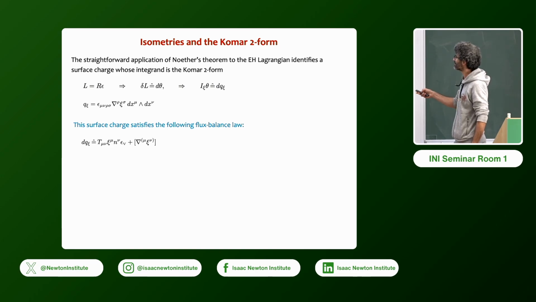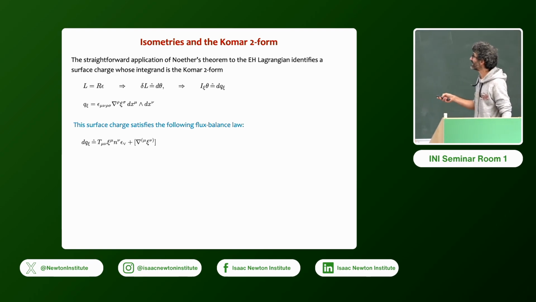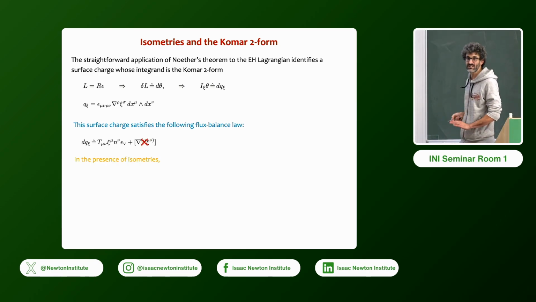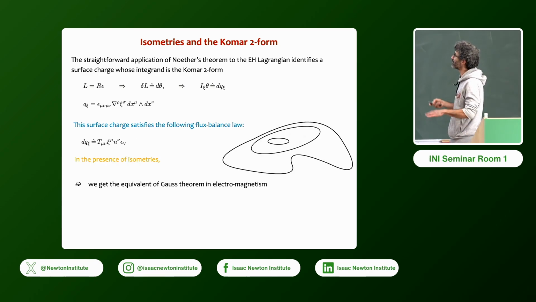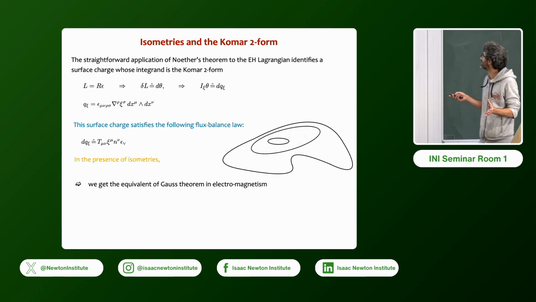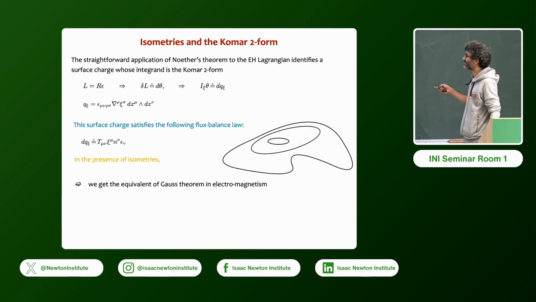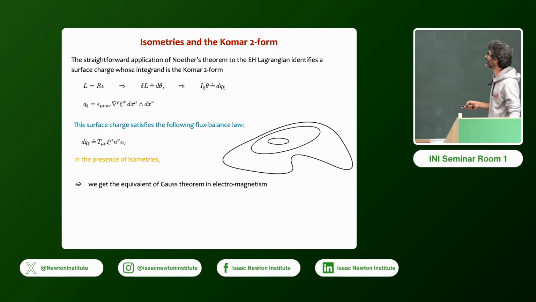And the surface charge, because it's a two-form, satisfies the following flux balance law. On shell it is proportional to T mu nu, the energy momentum tensor of matter, plus something that is proportional to the Killing equation. So if you have isometries, this is actually very useful because that term is not there, and then you get the equivalent of Gauss' theorem in electromagnetism, namely the difference of this charge between two surfaces that enclose a region with matter will tell you the total content of energy due to the matter.